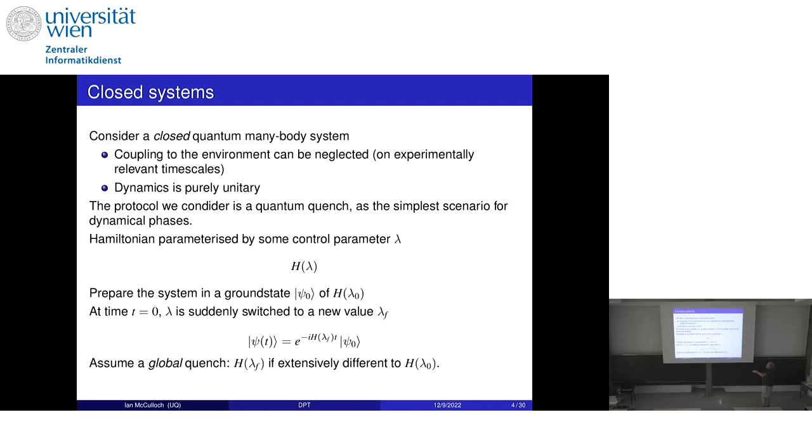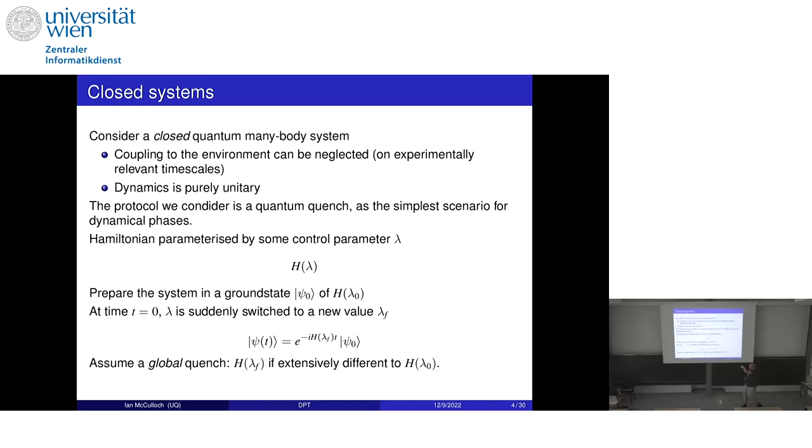So that is, we prepare our state under some Hamiltonian, and then we suddenly quench it globally to some other Hamiltonian. So we prepare our system in some ground state, or it doesn't even need to be a ground state, but typically it will be. And then we suddenly switch it, and we look at the time evolution of this state.